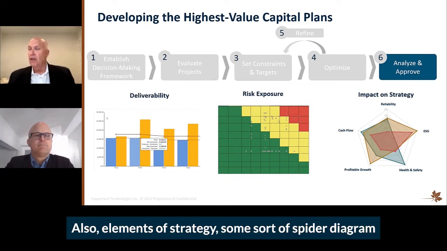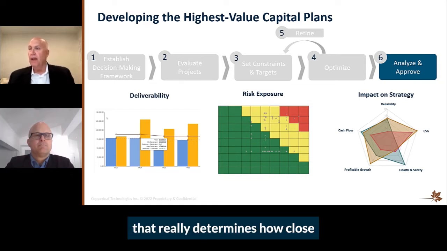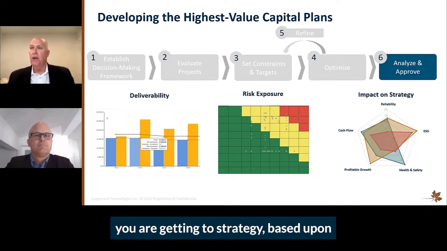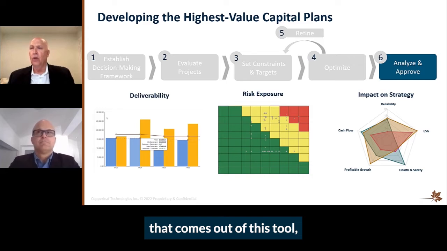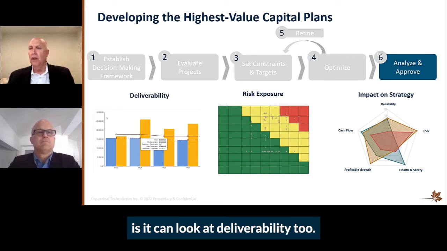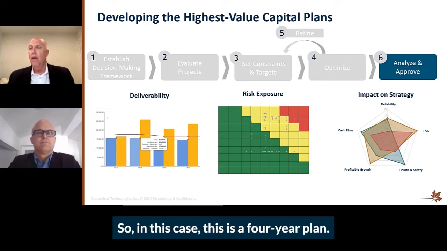Also, elements of strategy, some sort of spider diagram that really determines how close you were getting to strategy based upon how much capital is spent. But the one that I really like on this chart that comes out of this tool is it can look at deliverability too. So in this case, this is a 4-year plan.